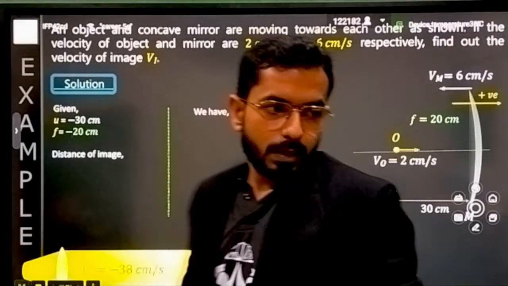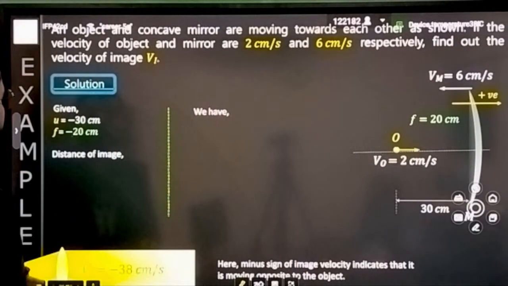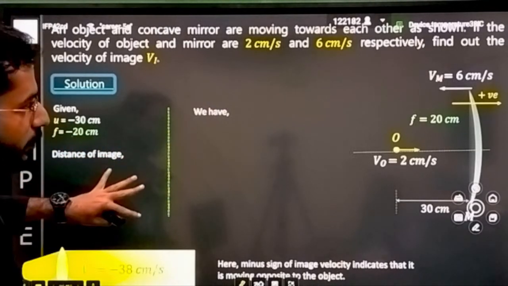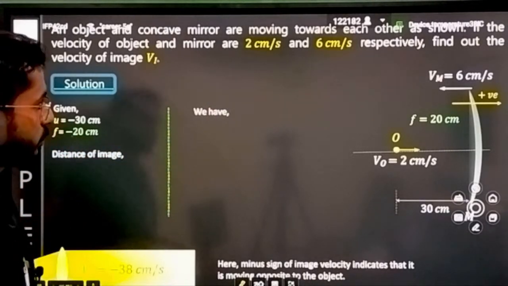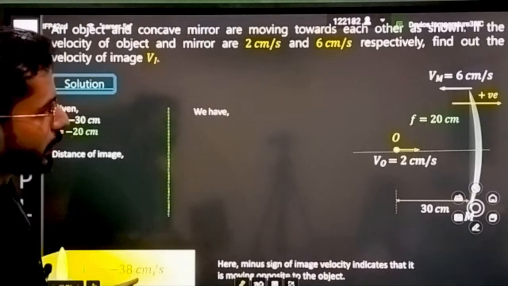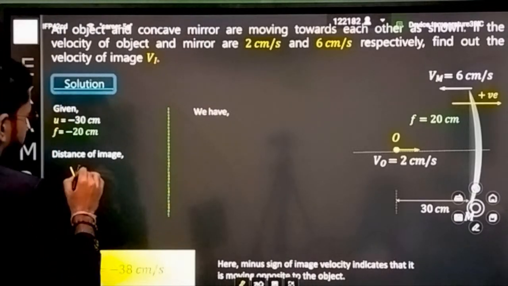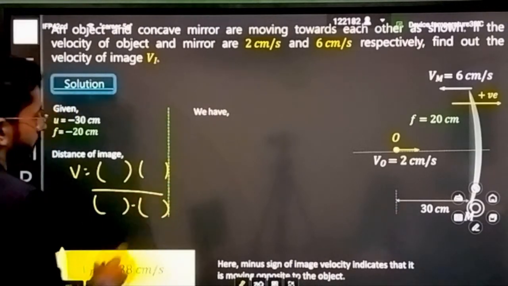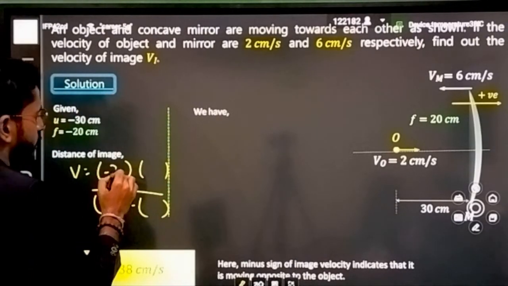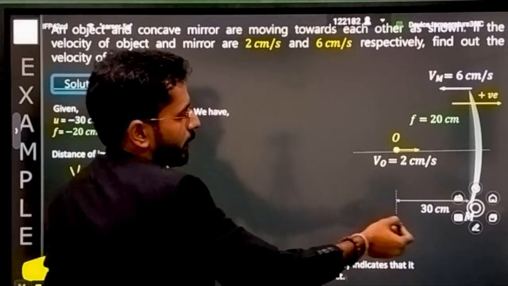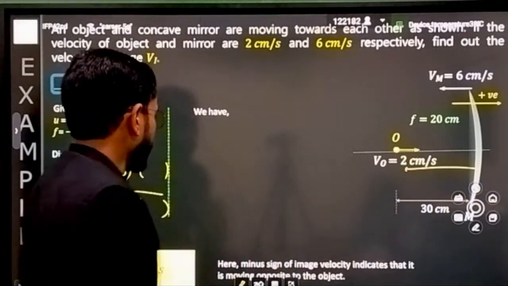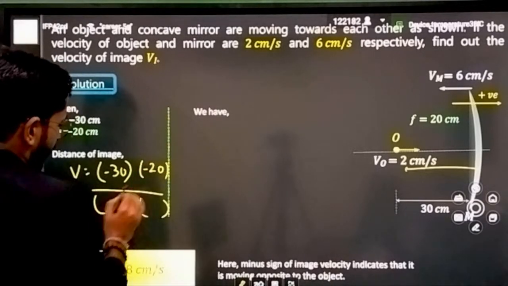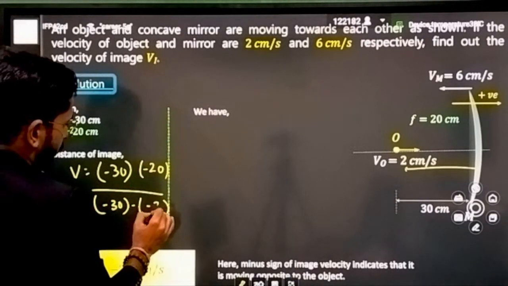Okay, let's see what the question is saying. A position is given, focal length is given. Firstly, let's calculate where the image is actually forming. Mirror is also moving. So firstly let's calculate what v is. v will be uf divided by u minus f. First calculate this carefully. u will be minus 30, because the object is obviously in the negative direction. Now f is minus 20, and here it will be minus 30 into minus 20.